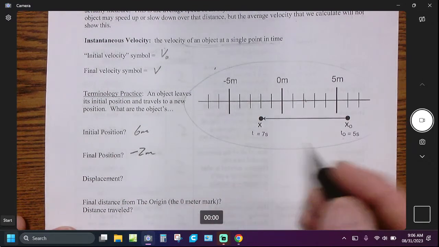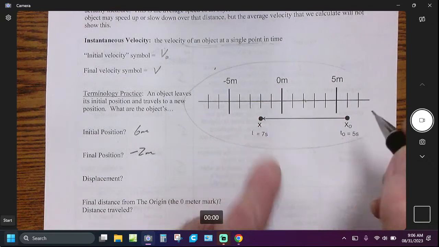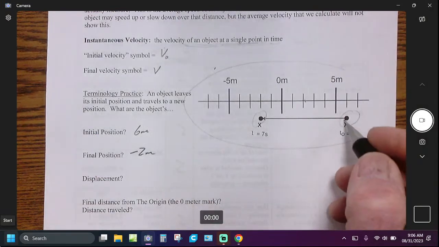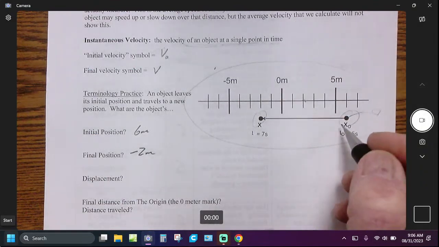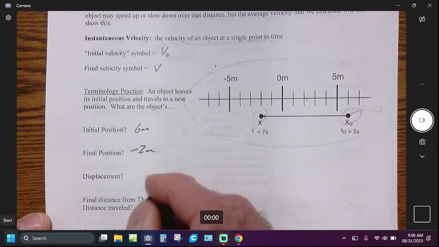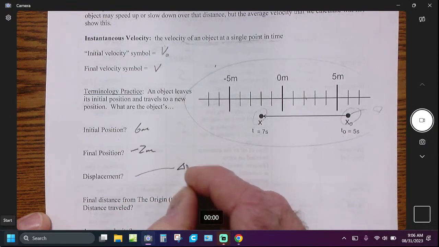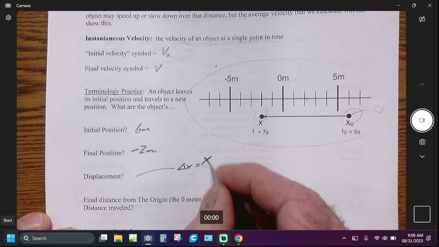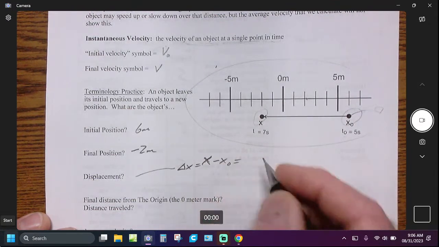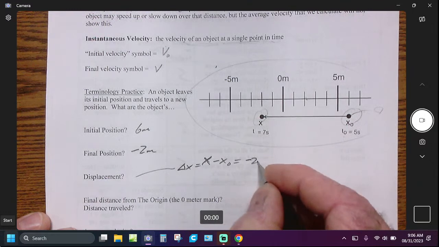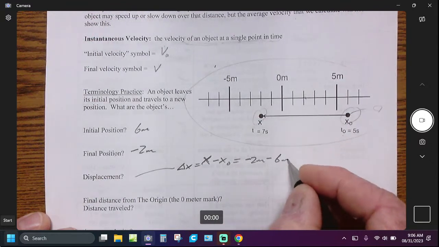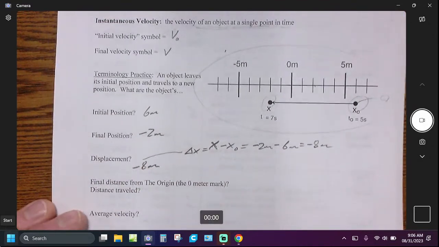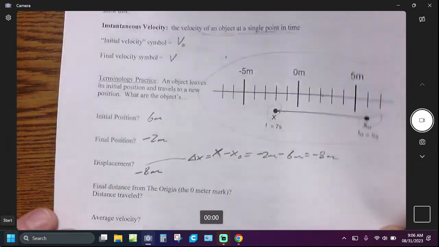Negative 8 meters. So you can either look at this and just say, here's where it was in the beginning, here's where it is now, how much did the position change, and did it change in a positive or negative direction, or you can use the formula, which I'll just write, delta x equals final position minus initial position. So it's negative 2 meters minus 6 meters, which is negative 8 meters. But really, you don't need to go through all those steps to do that. Most of you, I wouldn't think.